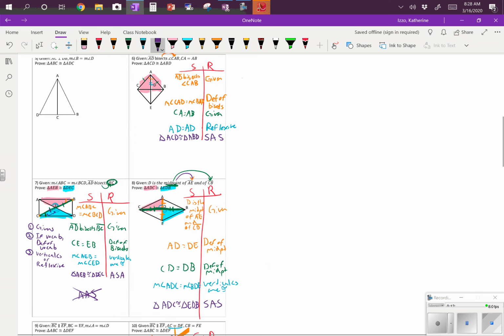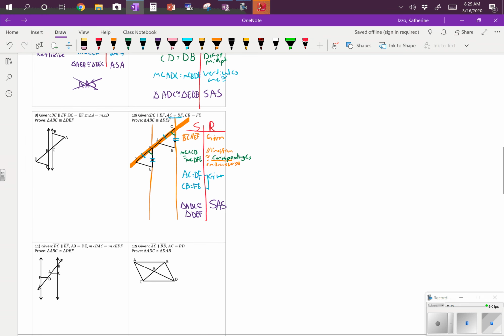All right, so I've done 3 of them on this page. We've done 2 different bisects, and we've done a midpoint. Notice I've left one for you to do. That would be the perpendicular one. Make sure you figure out how to do perpendicular. Perpendicular means 2 right angles are somewhere. So you have to figure out where the right angles are.